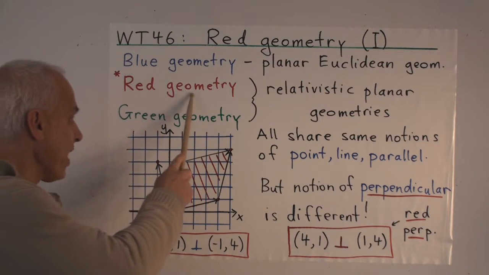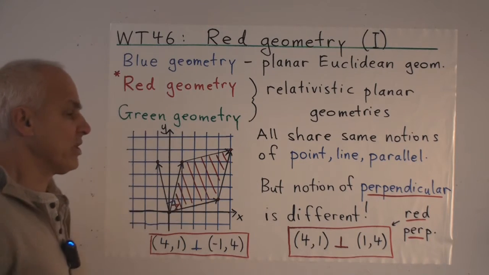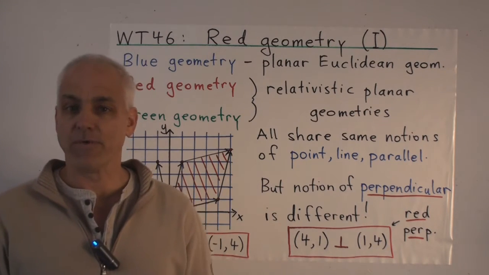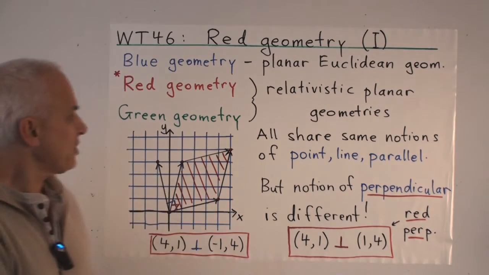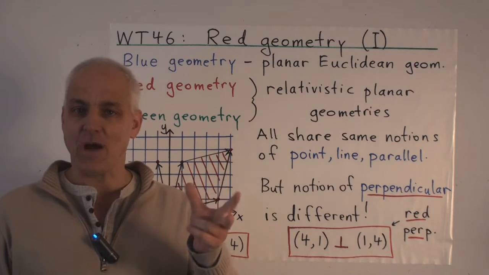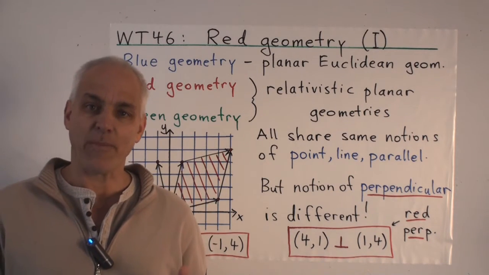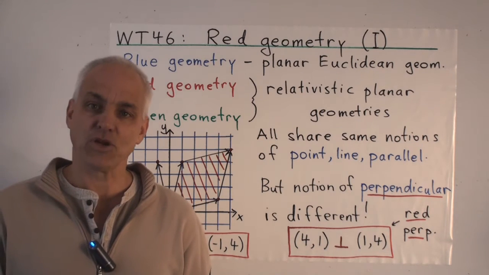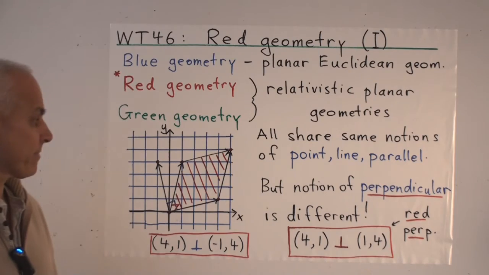Today we're going to introduce red geometry, and somewhat later we're going to introduce green geometry, which is another form for essentially the same relativistic geometry. The reason we're going to have three geometries is that it's going to turn out that these three geometries interact in a spectacular way. That's a phenomenon called chromogeometry, and it's going to be a major theme of what happens later on in this series.